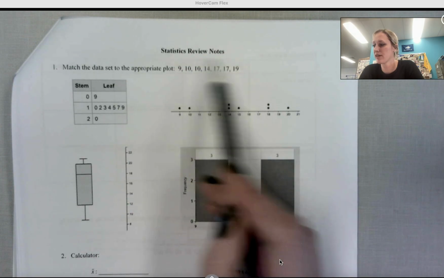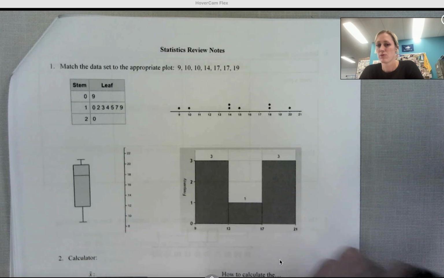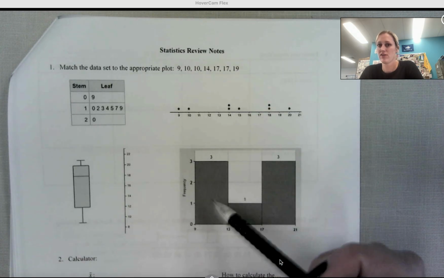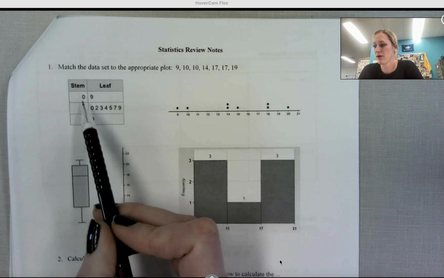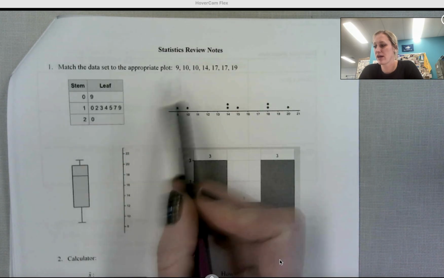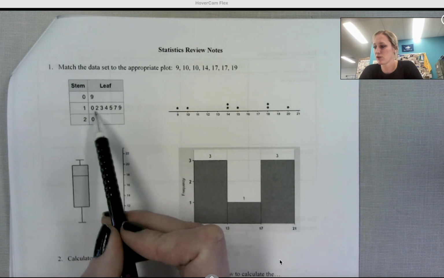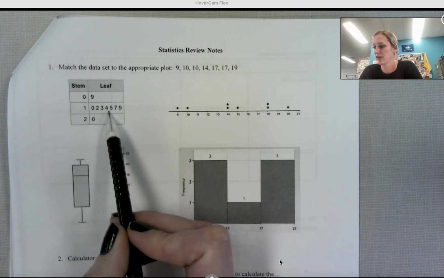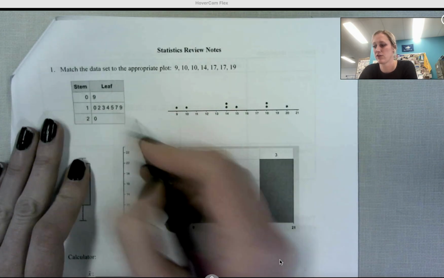Okay, so here I have a number set, right? We're trying to match it to the correct representation. So which one of these plots actually matches this data? Okay, so right off the bat, 0, 9, I do have a 9, but if I see this 1, I don't have the number 12, 13, 15. So this has extra points that aren't actually listed, so it cannot be this one, right?